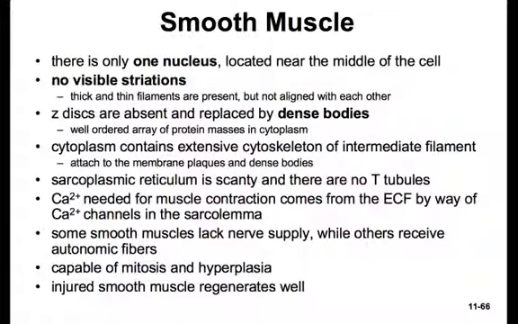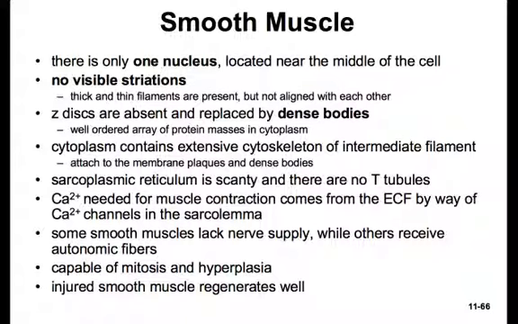The sarcoplasmic reticulum of smooth muscle is very scanty, and there are no T-tubules. However, calcium is still necessary for muscle contraction, but it comes from the extracellular fluid by way of calcium channels in the sarcolemma, or cell membrane.